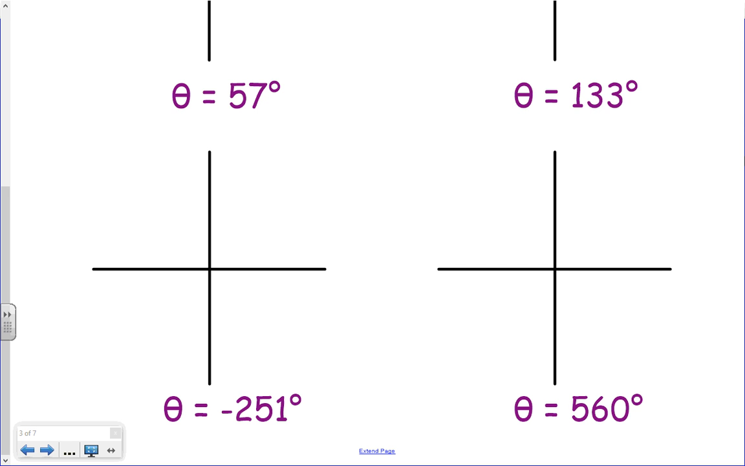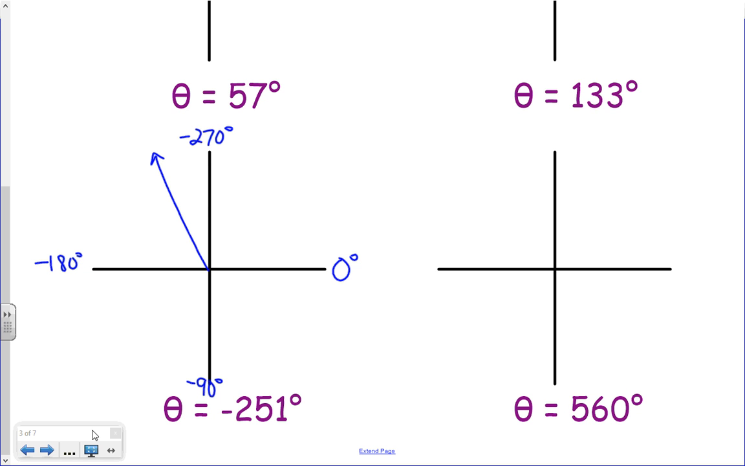Theta equals negative 251, so a negative value, we've got to be careful with that. Again, we start out at 0, but if I'm talking about negative angles, that means I'm going clockwise. So if that's 0 degrees, then negative 90 is the negative y-axis, negative 180 is the negative x-axis, and negative 270 would be the positive y-axis. So negative 251 falls in between those. 251 is a little bit closer to 270 than it is to 180, so I'm going to draw it closer to the vertical axis than to the horizontal axis.